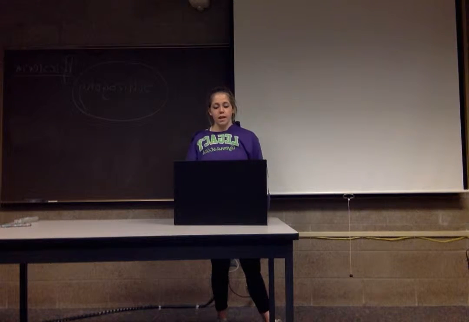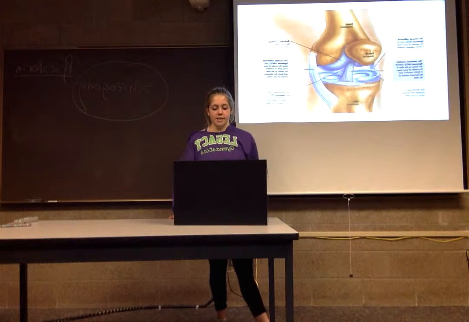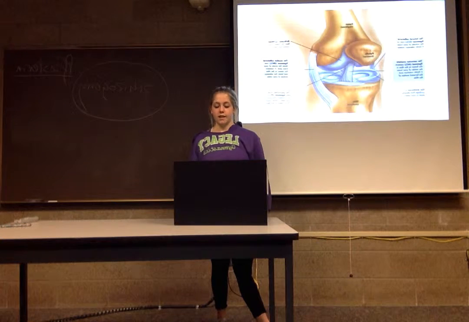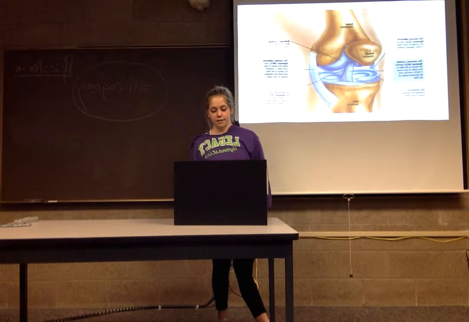The knee is formed by the femur, which is your thigh bone, the tibia, which is your shin bone, as well as the patella, which is your kneecap. These bones are connected by ligaments. The four primary ligaments in your knee are the LCL, the lateral collateral ligament, the MCL, the medial collateral ligament, as well as the PCL and the ACL.